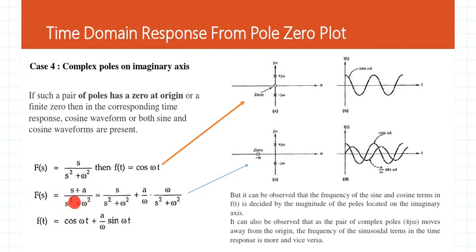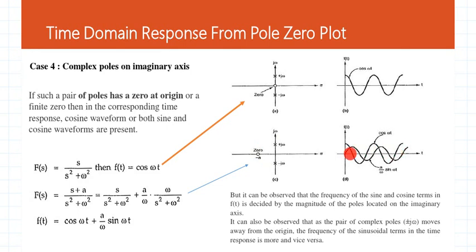Now if we find the inverse Laplace transform of such a function, we get the time domain response showing us both cosine as well as sine terms. So if there are poles on the imaginary axis which are complex conjugates of each other and a zero at some finite location on the sigma axis, it corresponds to sine and cosine waveforms in the time domain.